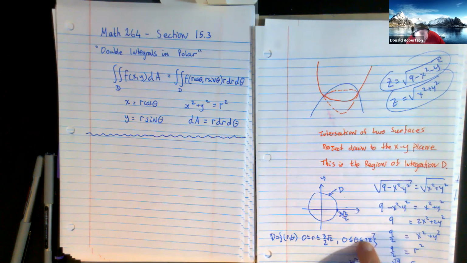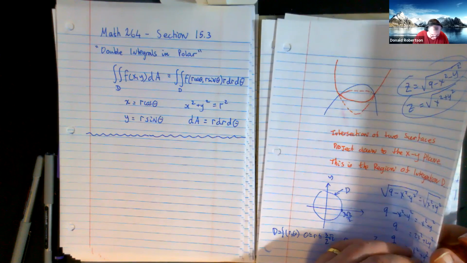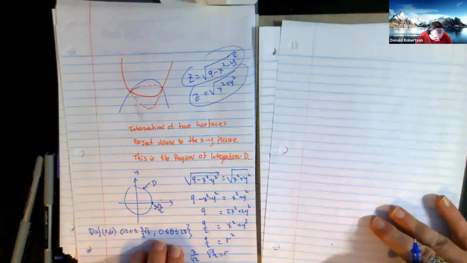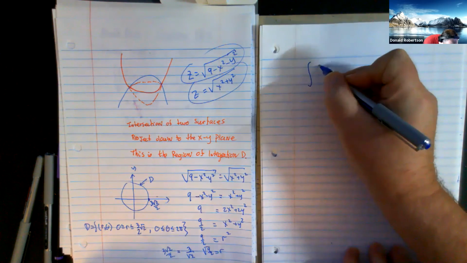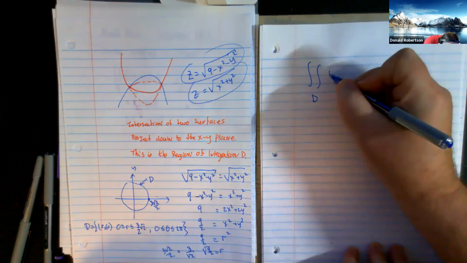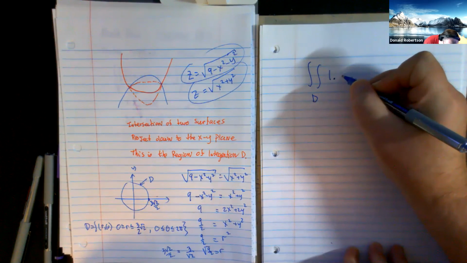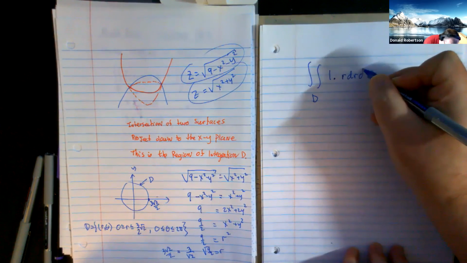So that will be the D part. Now, how do we get the double integral that's going to give me my volume? Well, it's going to be this fella, the region D, of 1 r dr d theta.